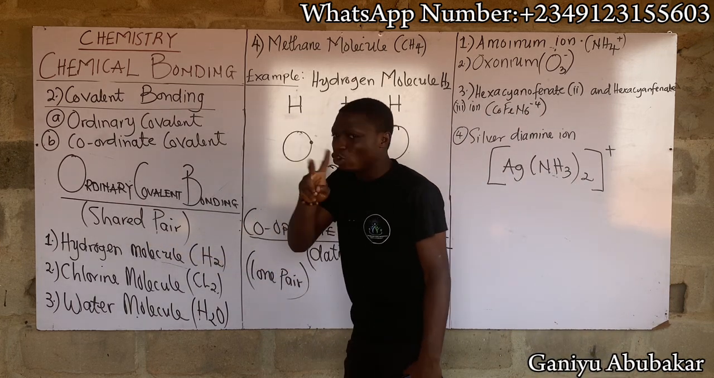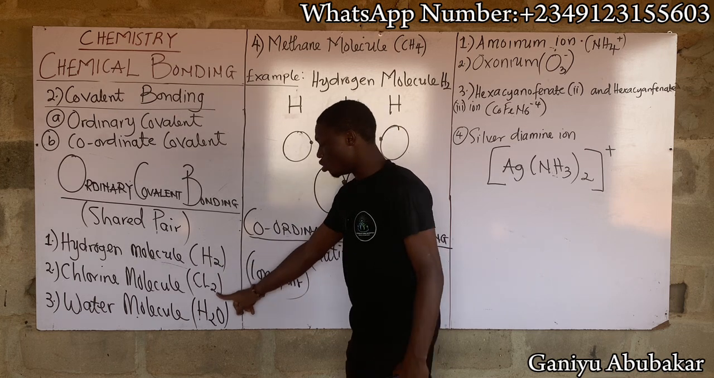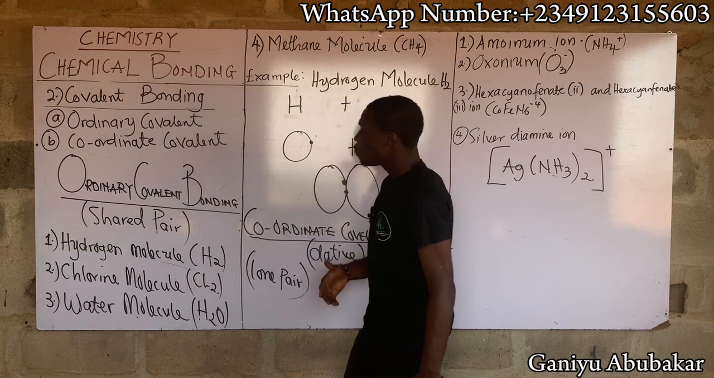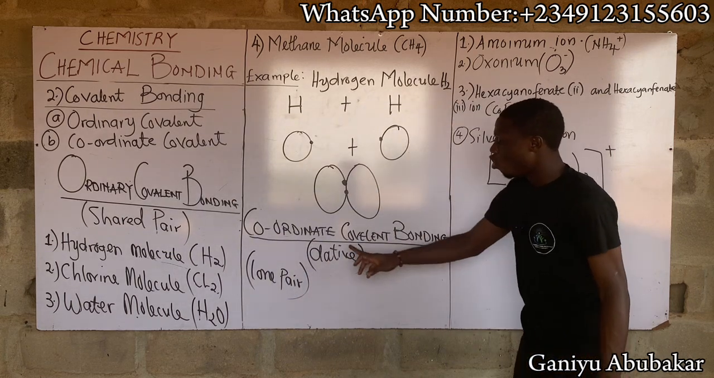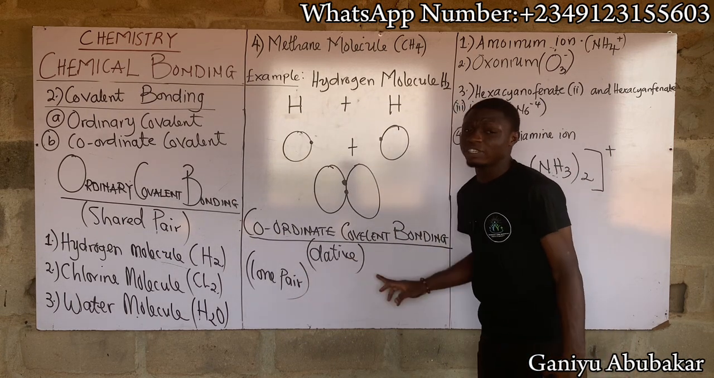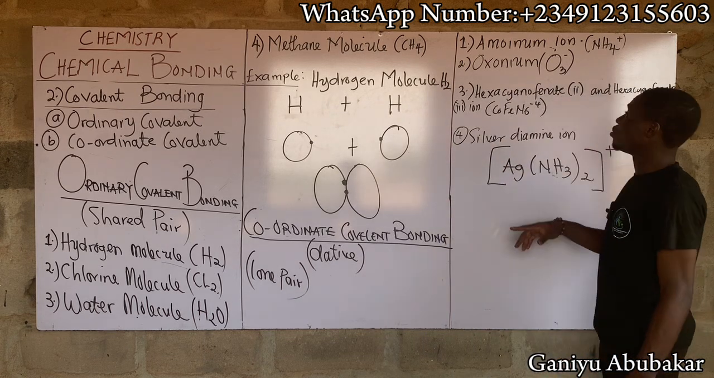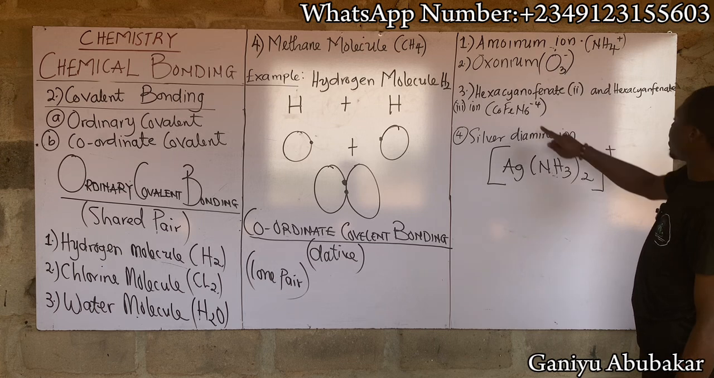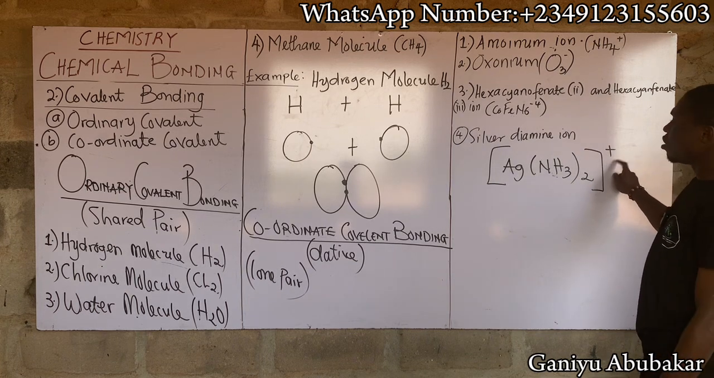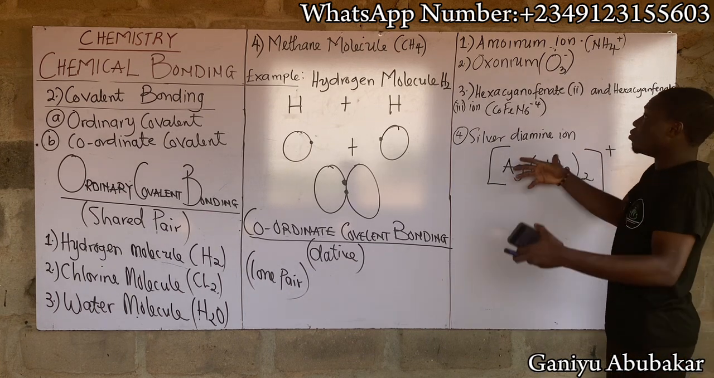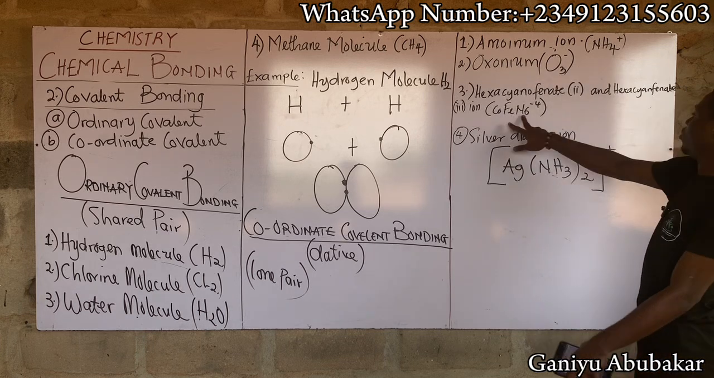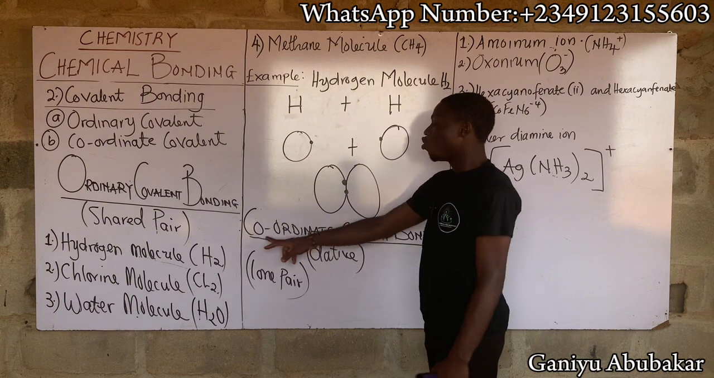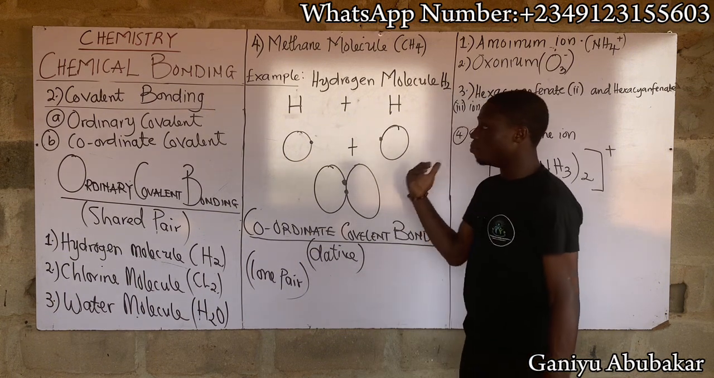When you have diatomic, that's how you identify ordinary covalent bonding. For dative or coordinate covalent bonding, how to identify them? When they have what? Ions. Observe, ions, charge, plus, minus, minus, plus. That's how you identify them. And when they are big compounds, as you can see this one is a big compound, that's how you identify a dative or coordinate covalent bonding.